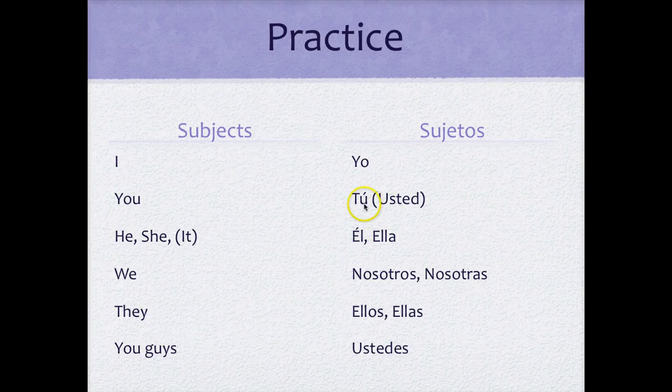Notice that we're placing the accent marks over the vowels. Then she is ella. We have nosotros, nosotras. Make sure to include both. They, ellos, ellas, and you guys, ustedes.